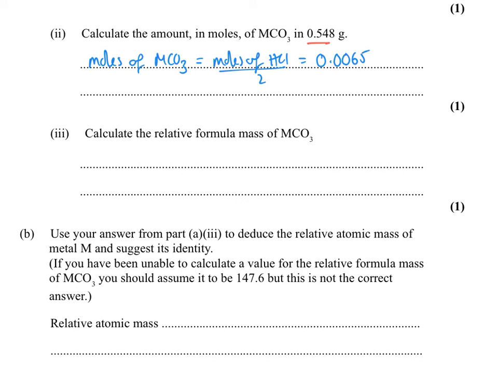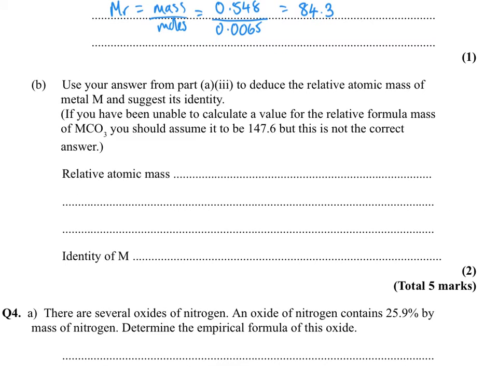Right, we don't know what M is, so we want to try and work out the MR, and this will help us identify M. So we're going to use MR is equal to mass over moles. Now the mass we've been given in the question, that was the mass of the salt that was weighed out, and we've worked out the moles in the question above. So that gives us an MR of 84.3. Okay, so now we know that MCO3 has a mass of 84.3.